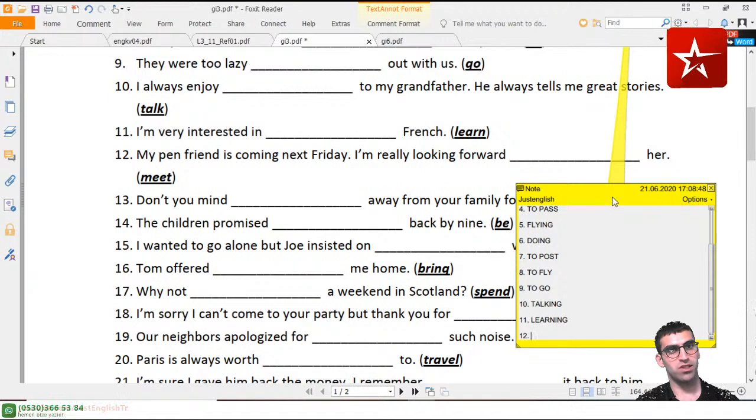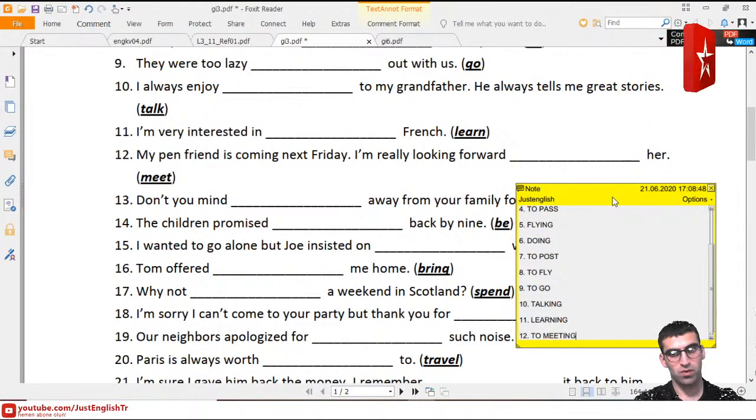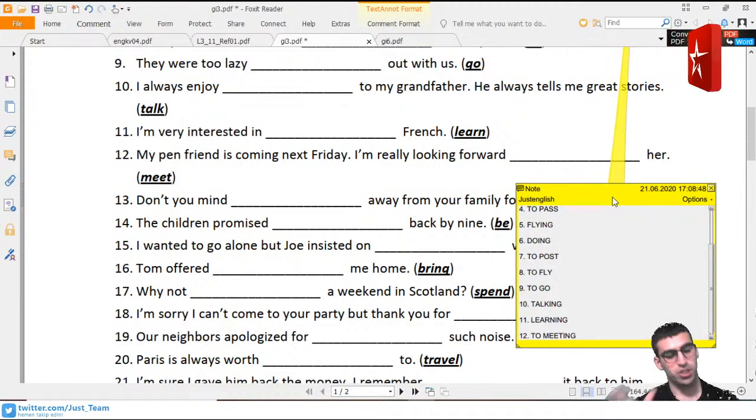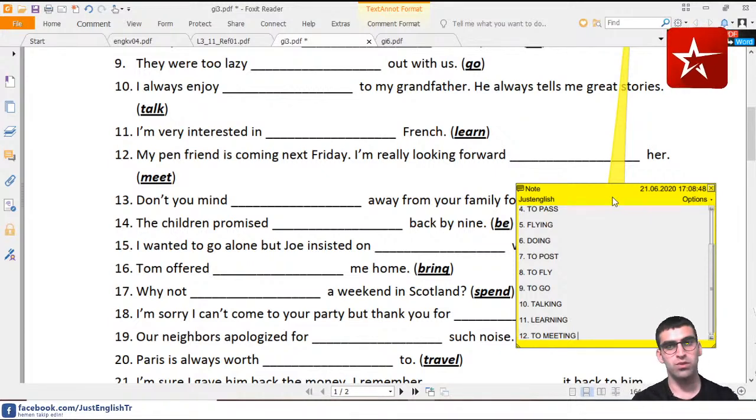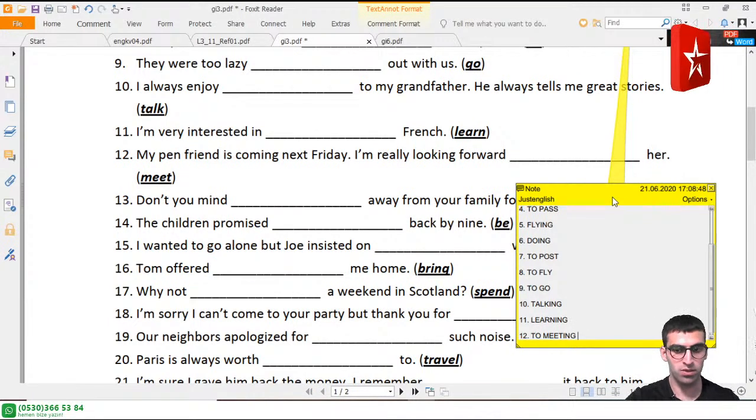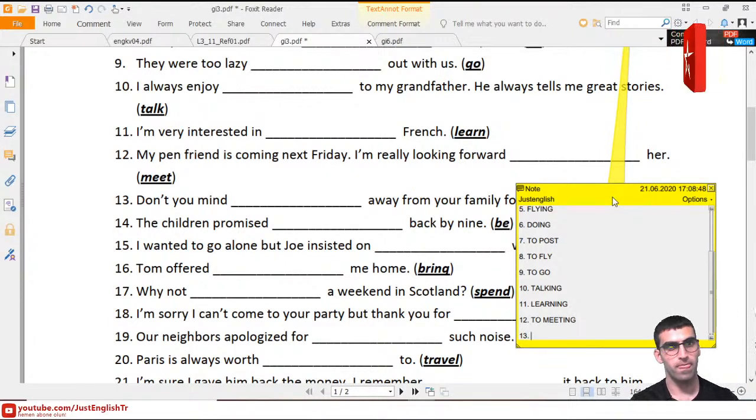Okay, my pen friend is coming next Friday. I'm really looking forward to meeting. So this is a fixed expression in English: looking forward to. After to we have to use the verb with ing: looking forward to doing, looking forward to meeting, looking forward to watching. Okay, to meeting is a correct answer for number 12.